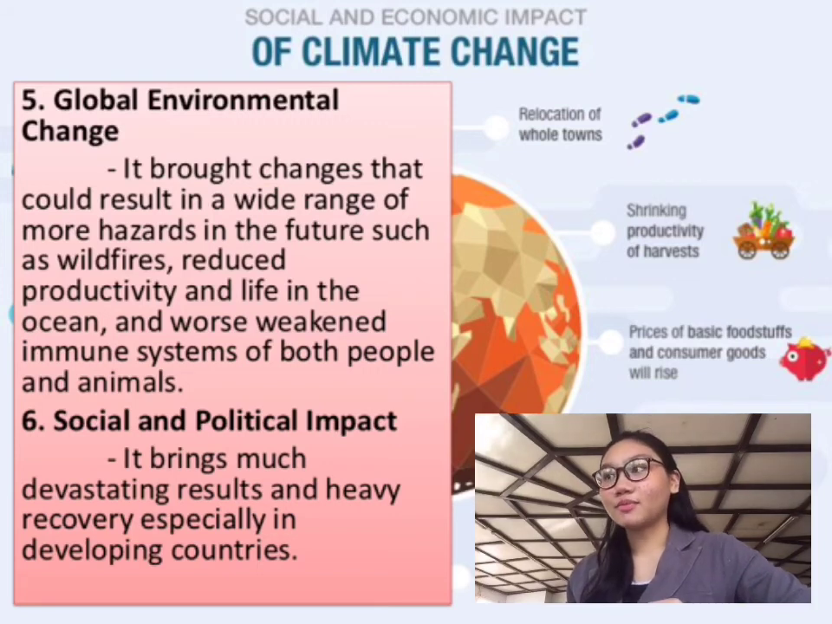I will be explaining the other 4 effects of disaster. The 5th effect brought by disaster is a global environmental change. It brought changes that could result in a wide range of more hazards in the future, such as wildfires, reduced productivity in life and in the ocean, and worse, weakened immune systems of both people and animals.